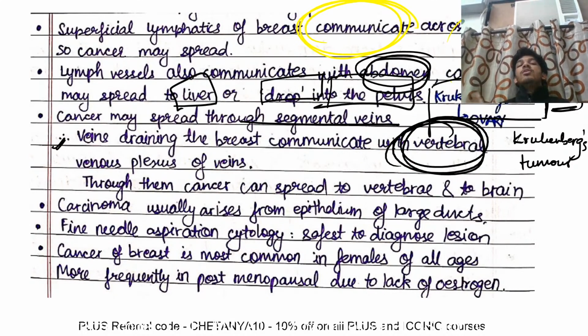If you think about it, it can go into the ovary, it can go to the opposite breast, it can go to the brain, it can go to the vertebra, it can go to all the surrounding structures, it can even go to structures which are far away, right? So carcinoma usually arises from the epithelium, right? Most of them are glandular carcinomas.